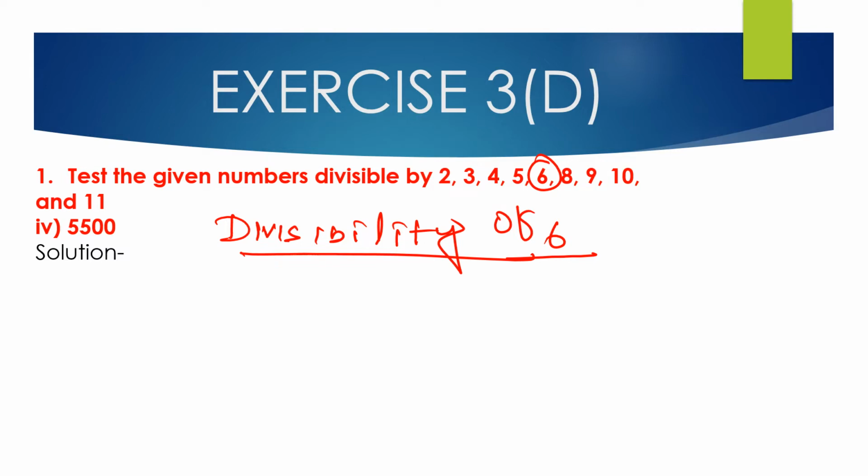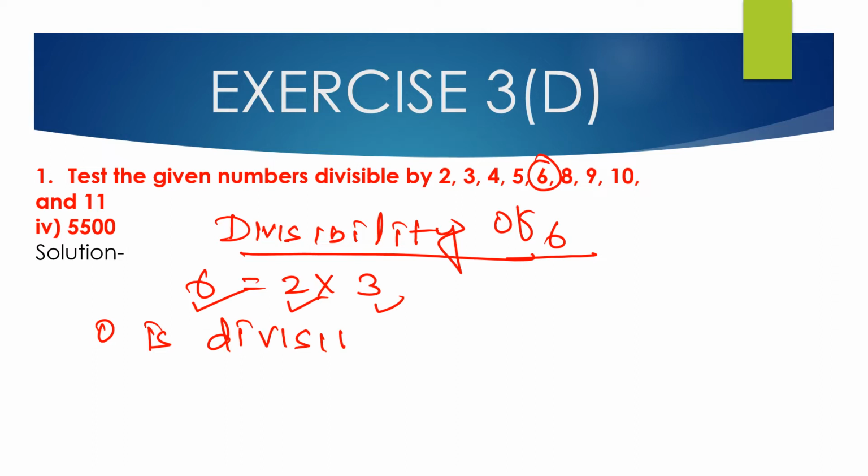Now we will check whether the number 5500 is divisible by 6 or not. 6 is the multiplication of 2 and 3. So if the number is divisible by both 2 and 3, then the number is divisible by 6. Here first we will check whether the number 5500 is divisible by 2 or not. The last digit is 0 and 0 is divisible by 2, so the number 5500 is divisible by 2.